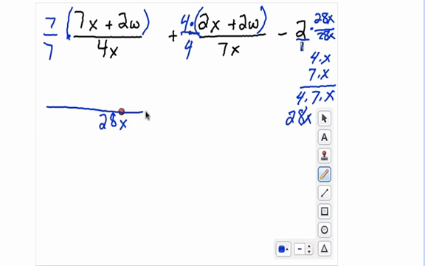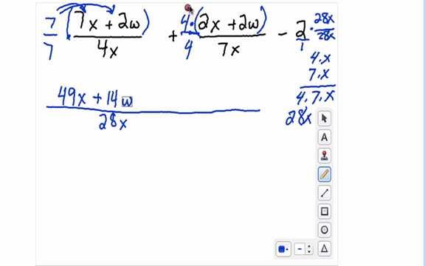Okay, so all the denominators are going to be 28x. Let's distribute these and write down what we have here. So 7 times 7x is 49x. 7 times 2w is plus 14w. And then we do the same thing. We're going to distribute the 4 to both of these terms, and that's going to give you plus 8x plus 8w. And then our last term here is going to be a negative 2 times 28x, which is going to be a negative 56x.